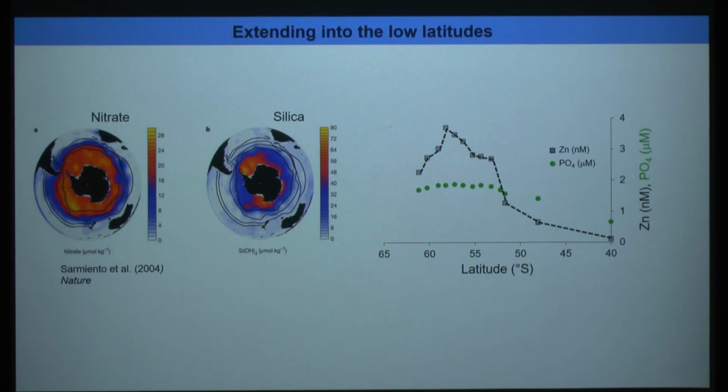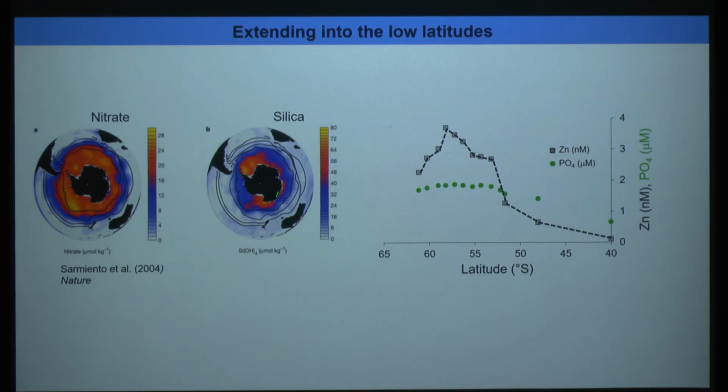And then we really were confused about this zinc and silicon correlation in the North Pacific. So if we look at the Southern Ocean, this is nitrate and this is silicon.